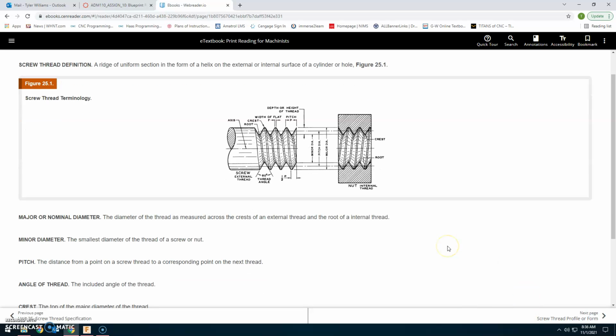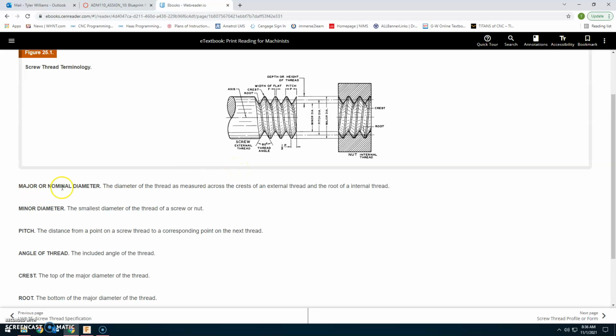So, screw thread definition: a ridged uniform section of a form of a helix on the internal or external surface of the cylinder or hole. So, that would be your actual thread. So, you got your major or nominal diameter, the diameter of the thread as measured across the crest of an external thread, and the root of an internal thread. You got your minor diameter, which is the smallest diameter of a screw thread or nut.